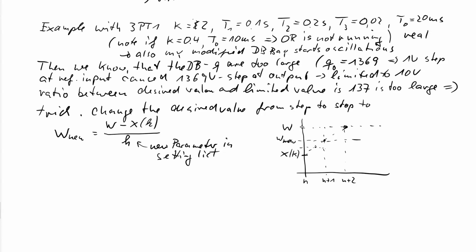So this is a very simple trick. The sampling time is very small, the gain of the process is small, and the gain of the controller must be very high. This is a way to decrease the gain of the controller, with the price that, of course, the settling time will be larger.